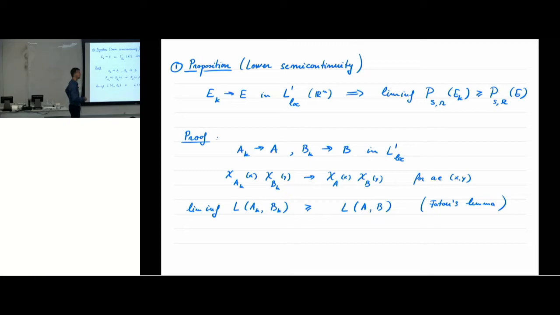And now you just apply Fatou's lemma. You have some positive functions, and you have pointwise convergence almost everywhere. So when I integrate this against the kernel, that's the measure you have, the integral of the limit is going to be less than or equal to the liminf of the integrals. So this is the lower semi-continuity of this L functional, which clearly would give this, because the perimeter is a combination of such sets, of such Ls. Okay. So this is lower semi-continuity.